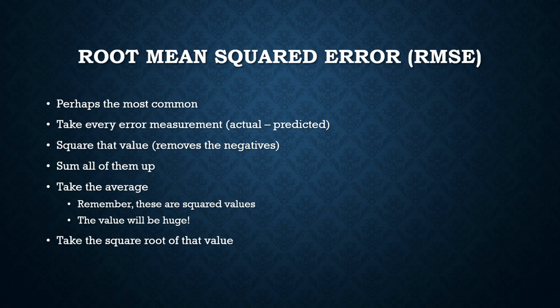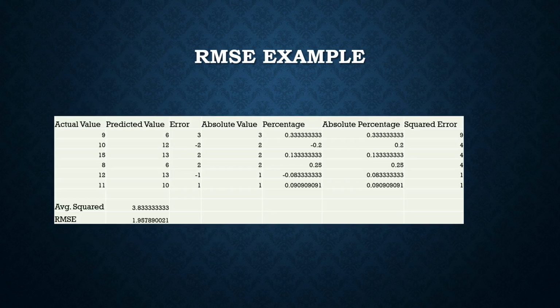So that's how we deal with the negatives. Then we add them all up and we take the average. Remember, these are squared values, so the overall value is going to be really huge because it's pretty big values when you get even small amounts of error. And then what we'll do is we'll take that total average, and we will take the square root of it. So let's look at the example.